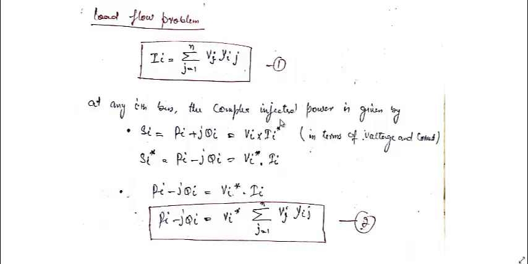At any ith bus, the complex injected power is given by simply Si, which is equal to Pi plus jQi, which is equal to Vi into Ii star in terms of voltage and current. This we know. So taking the complex conjugate of the whole equation, we get Si star will be equal to Pi minus jQi, which will be equal to Vi star into Ii, and this Ii can be replaced by this equation. It will be equal to summation j equal to 1 to N Vj Yij. So let's say this is equation 2.